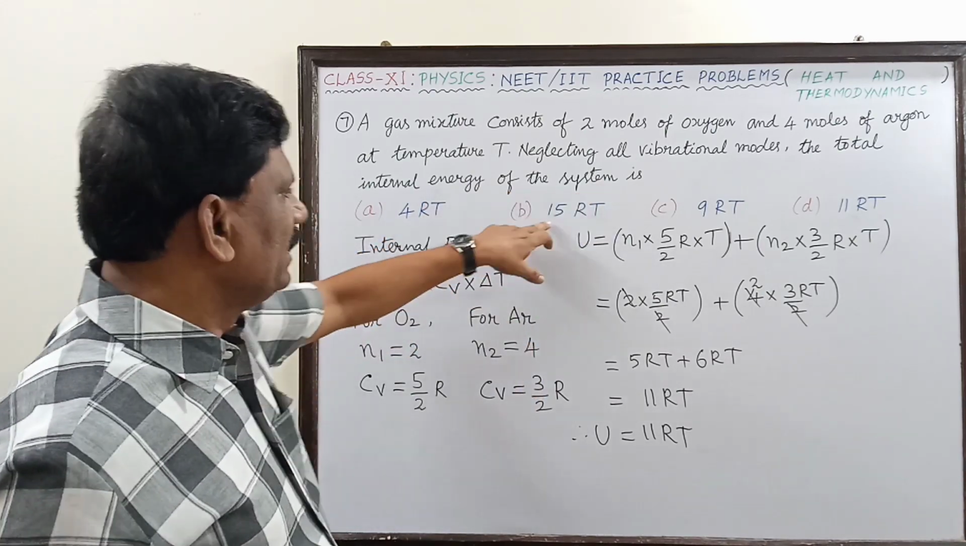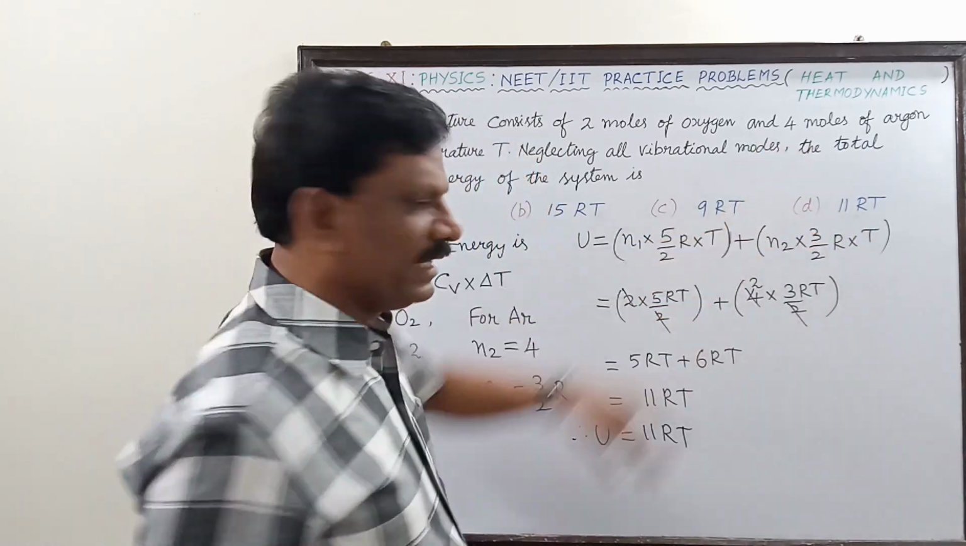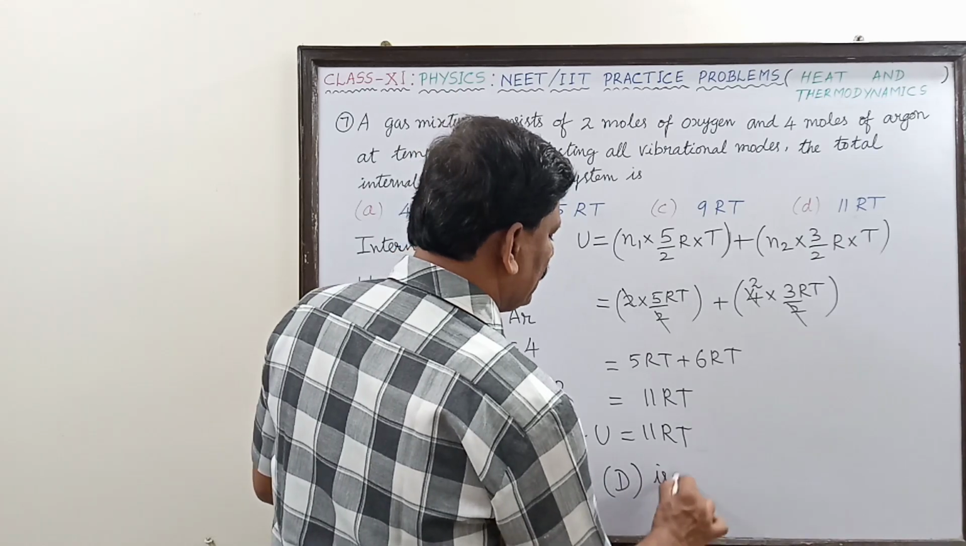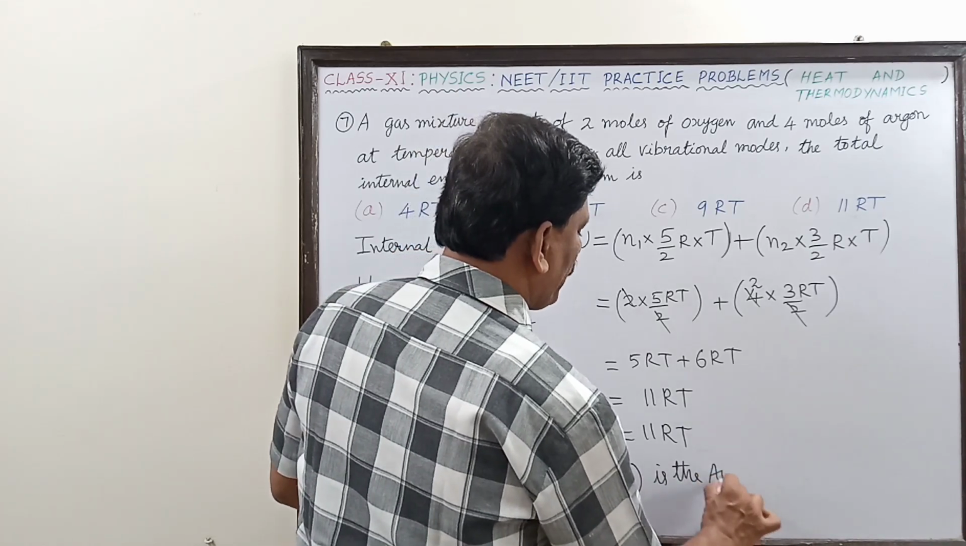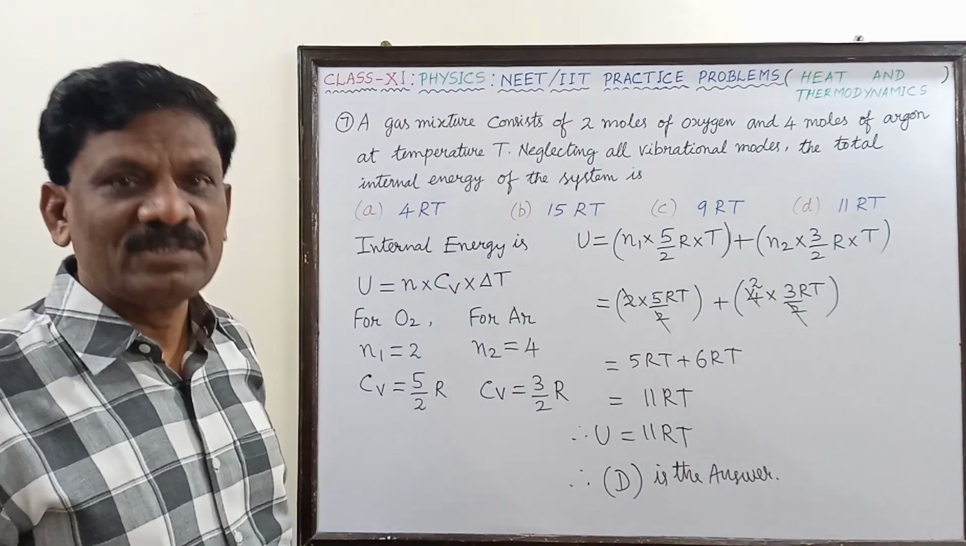So which must be the correct answer? You see here, 11 RT. Option D must be the correct answer. Okay. Therefore, option D is the correct answer. I hope you must have understood well. Fine.